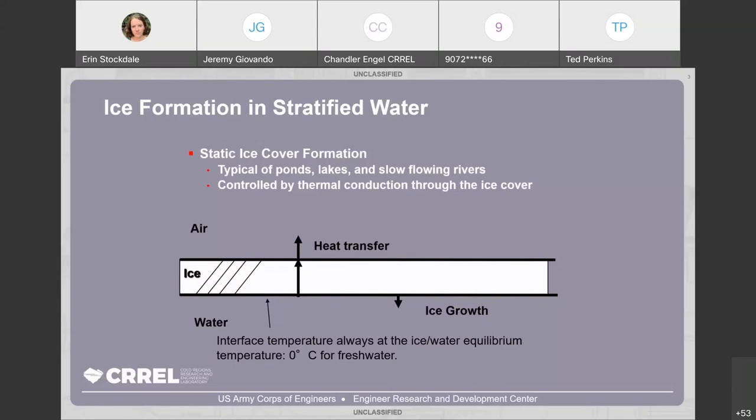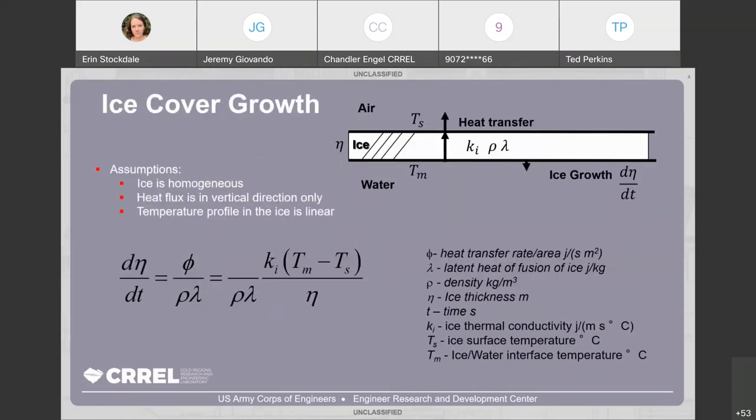So we'll start with that simple model of ice growth in relatively quiescent, slow-moving stratified water. We've seen this figure here before. This is an ice cover over water, and heat is transferred from the water through the ice into the air. As water cools, it will grow ice downwards into the water column. The rate of ice growth depends on the thermal conduction through the ice cover itself. So, move on to the next slide here.